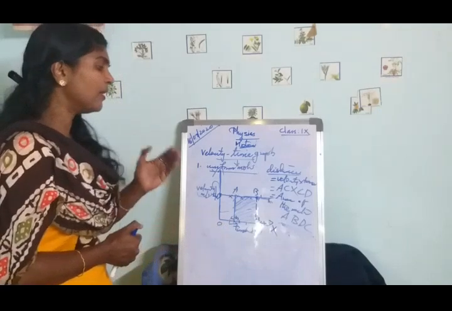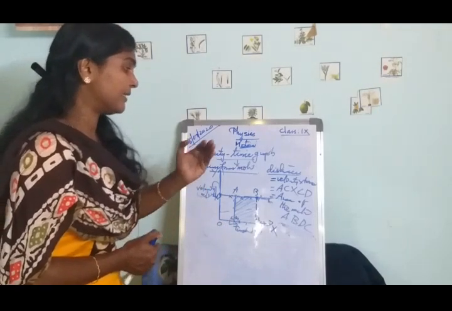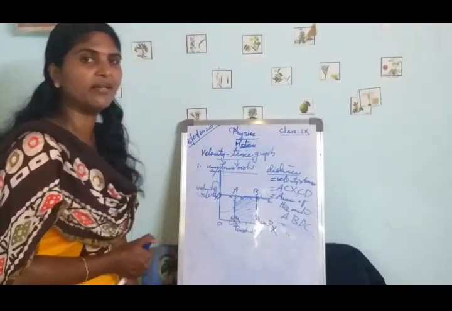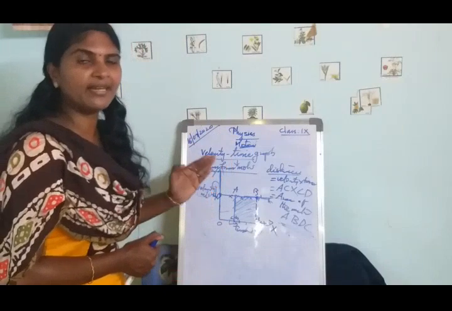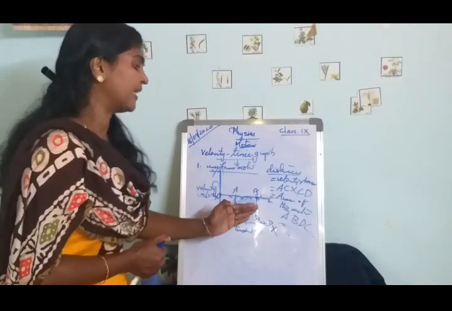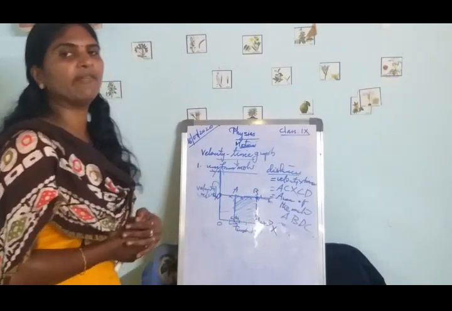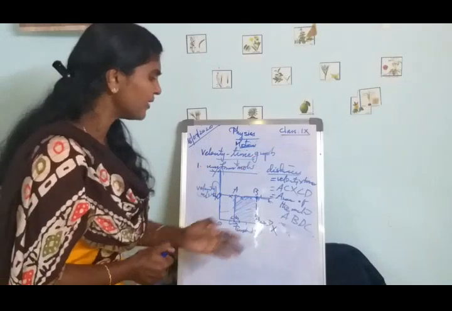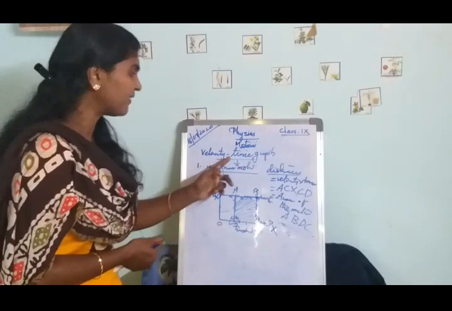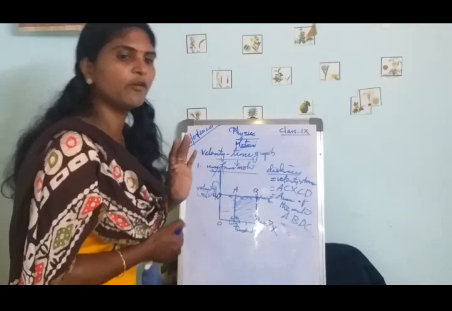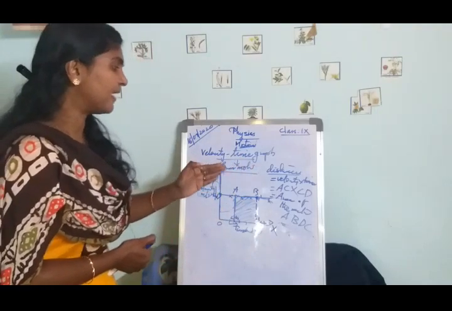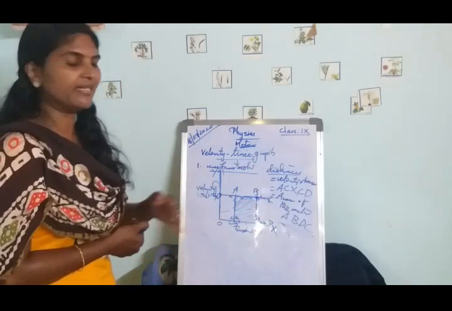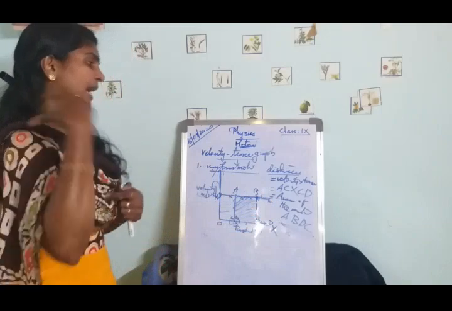So how can we calculate the distance travelled or the magnitude of displacement using the velocity time graph? First we have to calculate the area under the velocity time graph, which is equal to the distance travelled or the magnitude of displacement. That is about the velocity time graph for an object in uniform motion. What is its nature? It is a straight line parallel to the time axis.